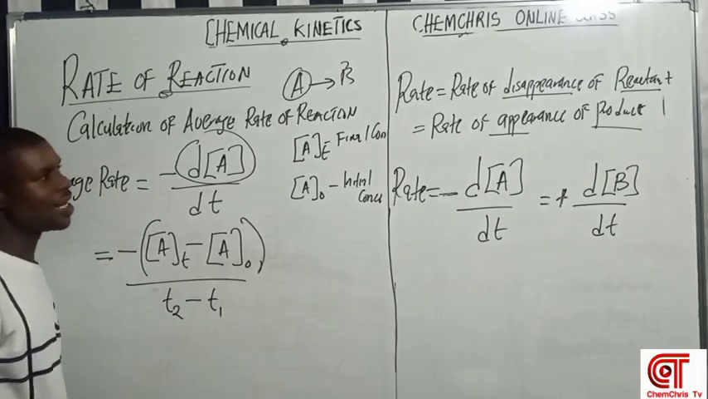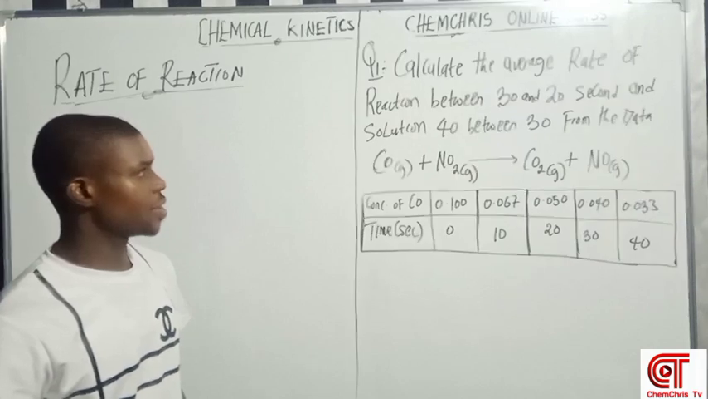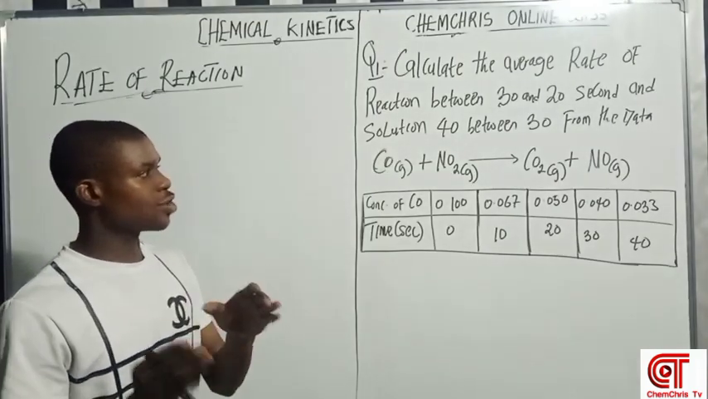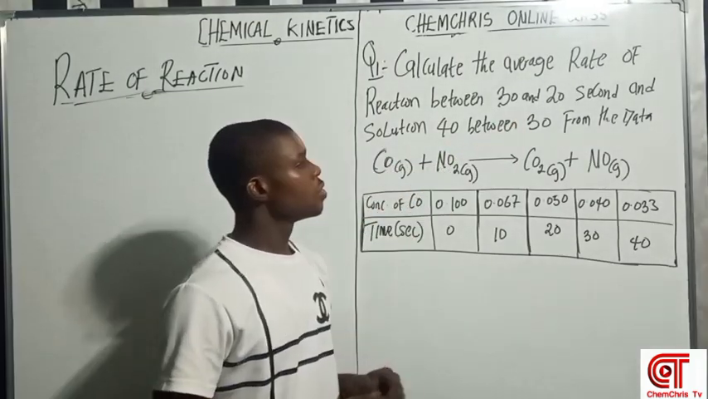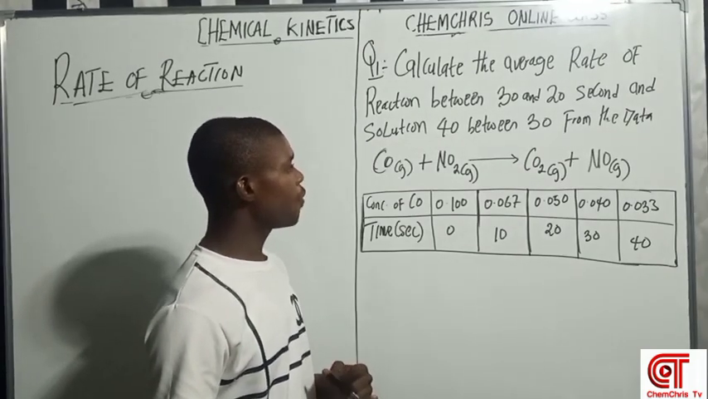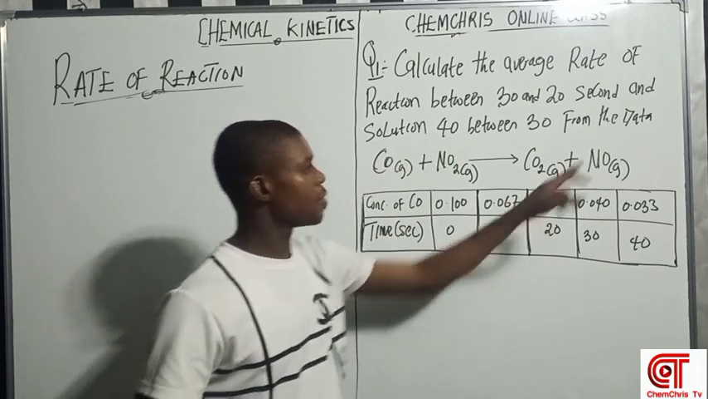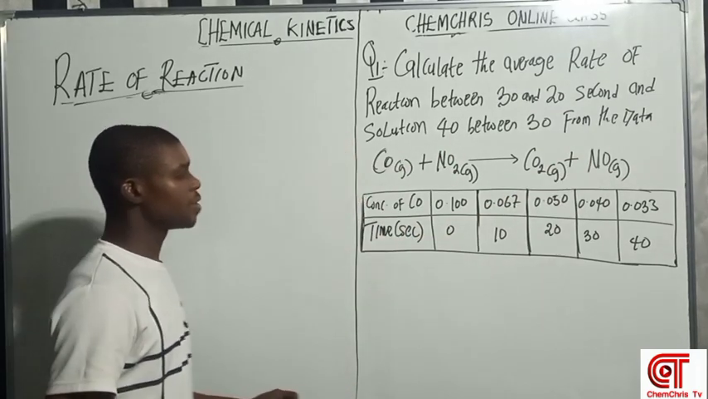Do you get that? So let's take some examples. Let's look at our first question. Calculate the average rate of reaction between 30 and 40 seconds, from the data.